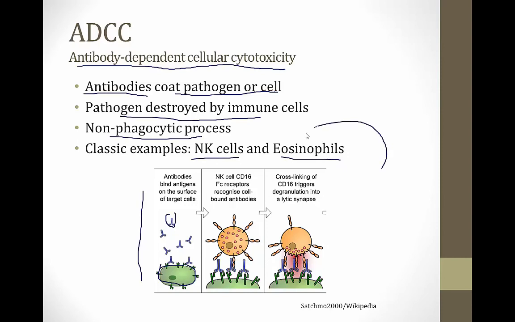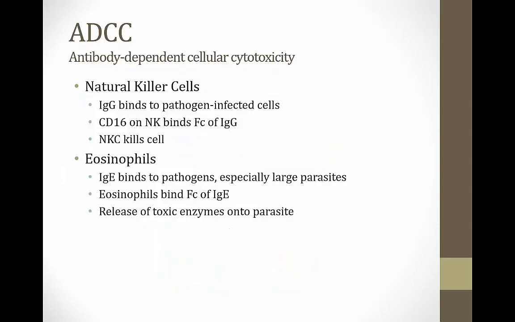So importantly, these are elements of the innate immune system working together with antibodies, which are elements of the adaptive immune system. In this picture here, the CD16 molecules of the NK cells bind to the Fc portion of the IgG antibodies, and then the natural killer cell degranulates, and this causes death of the cell. The two classic examples of antibody-dependent cellular cytotoxicity are natural killer cells and eosinophils.